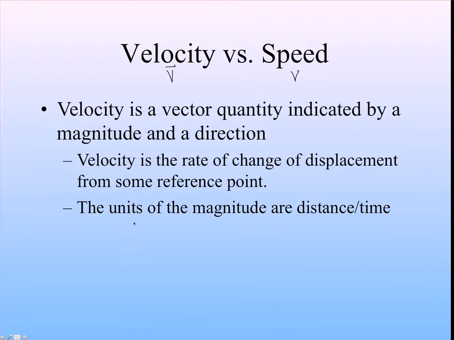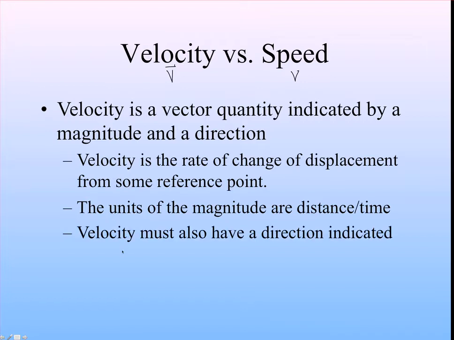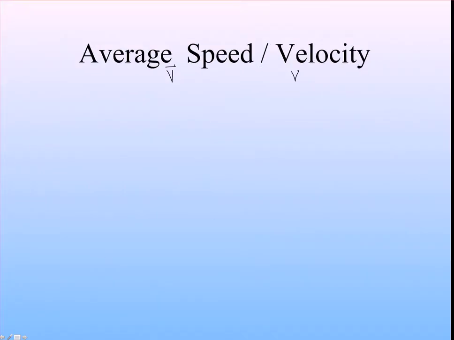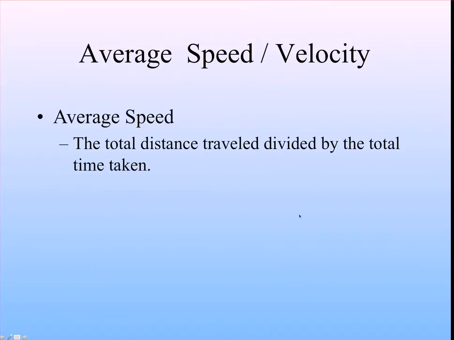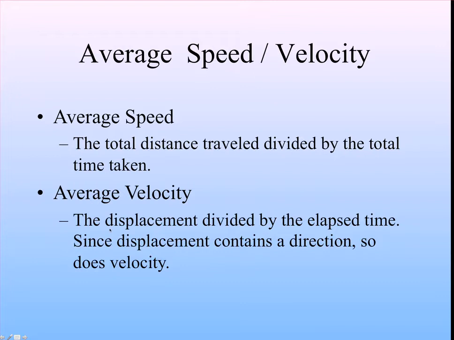Again, units of velocity are distance over time, but velocity must also have a direction indicated. When we're calculating average speed, we take the total distance over some time period divided by the time it took to travel that distance. Whereas in average velocity, we look at the displacement occurring divided by the elapsed time. Since displacement is a vector that has a direction, velocity will also have a direction.